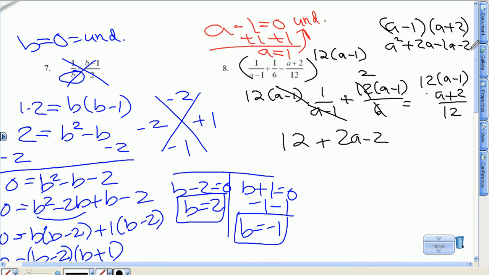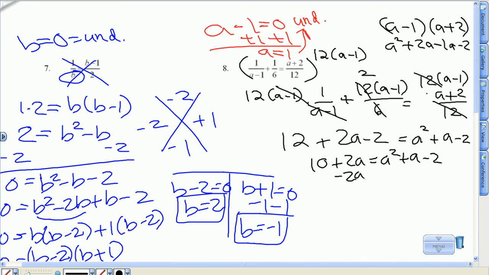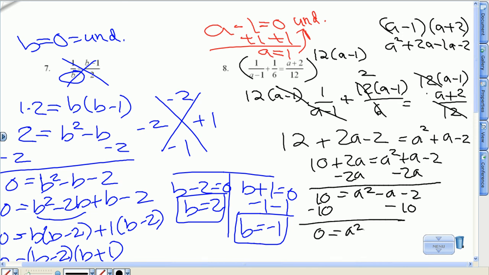So if I multiply all that by 12, well, I don't have to multiply by 12, do I? Because these are going to cancel out. So actually, that's all I need. A squared plus A minus 2. All right, clean up the garbage on the left side. 12 minus 2 is 10. This is quadratic, so I'll subtract 2A from both sides. Subtract 10 from both sides. It's set equal to 0. A little bit messy. And it's ready to be factored.